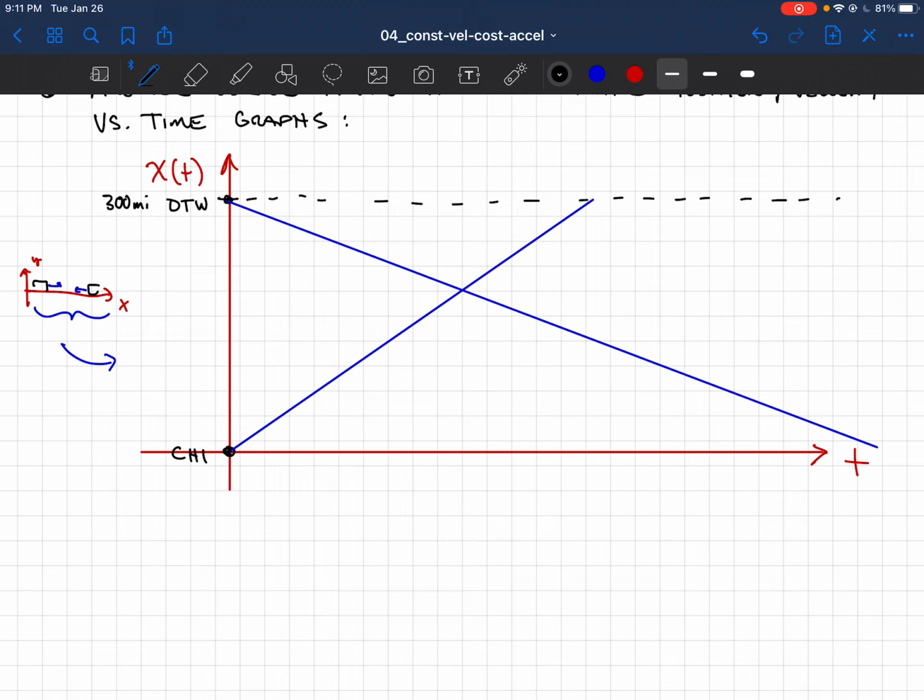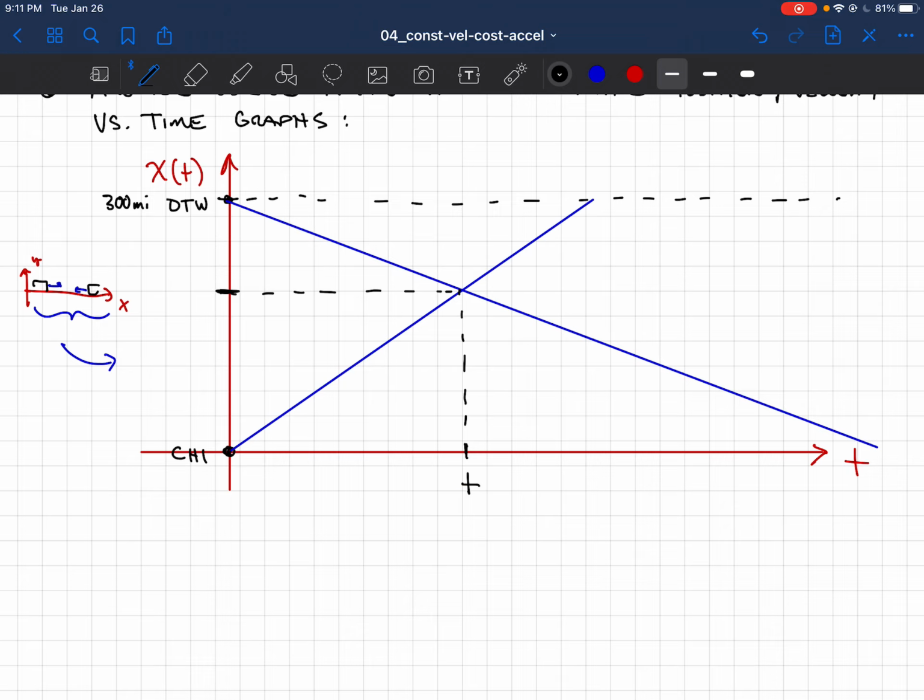So where do they end up? Well, there's some point at which they meet, and you can see that that point is more than halfway from Chicago to Detroit, and that appeared because this slope in absolute value is smaller than this slope. And we could in fact find that here.